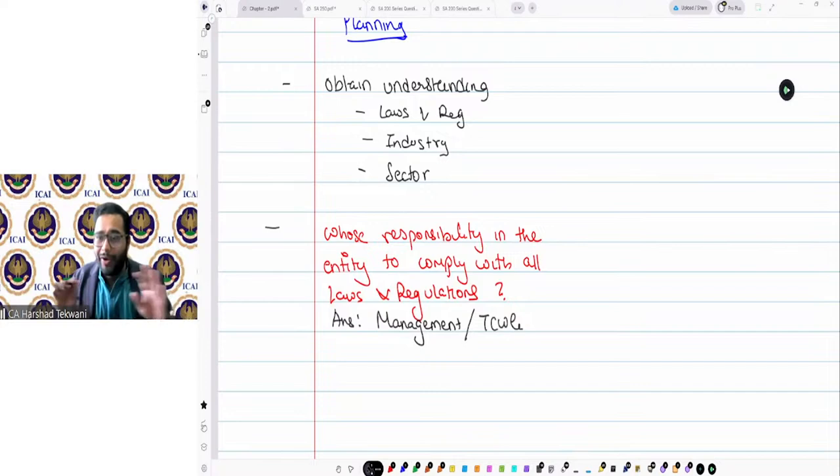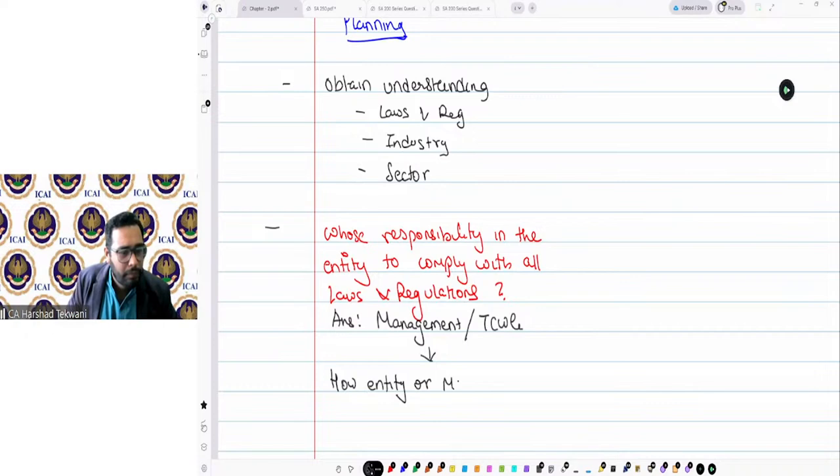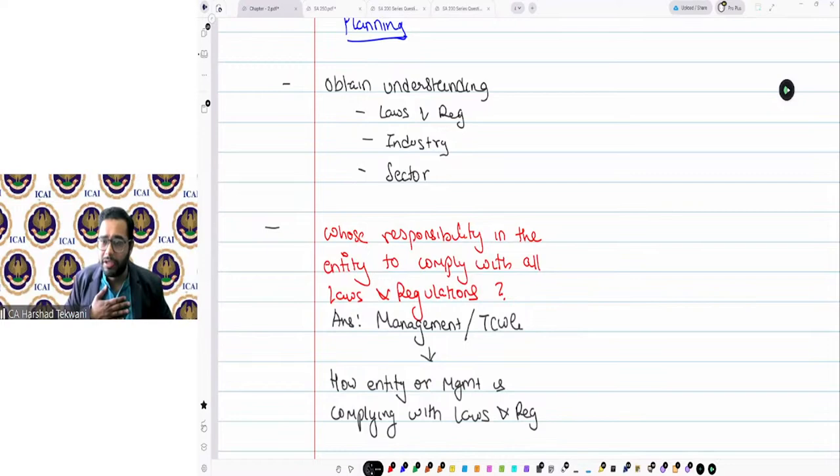Now the question is how they are doing that. If it is the responsibility of the management, I need to understand how the entity is complying with the framework. How is management ensuring that they are complying with the framework? Leave my audit evidence aside. I want to understand how management is ensuring that they are complying with laws and regulations. So I will ask management how the entity is complying with laws and regulations. I understand it is my role to identify all the applicable laws and regulations, but at the same time it is also management's responsibility to identify and to comply with them.